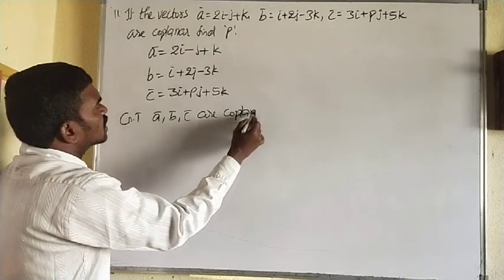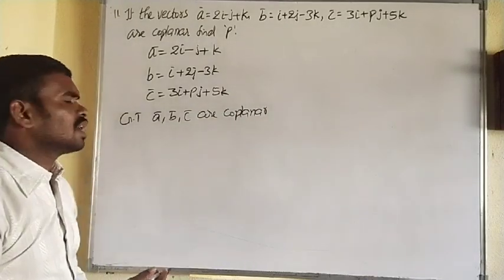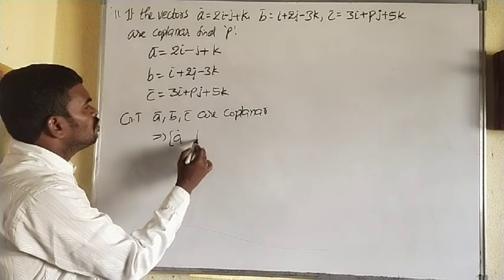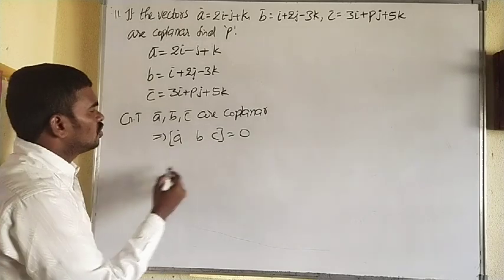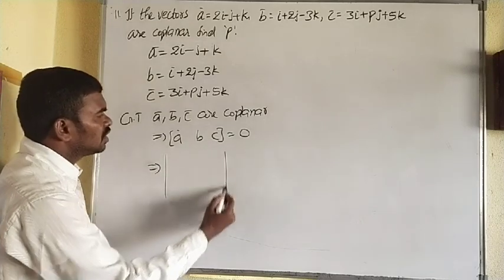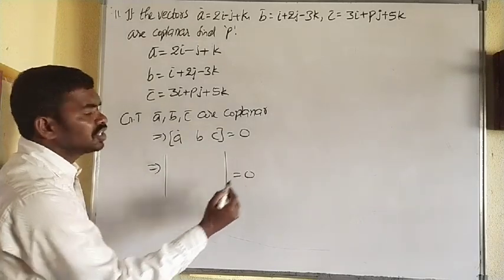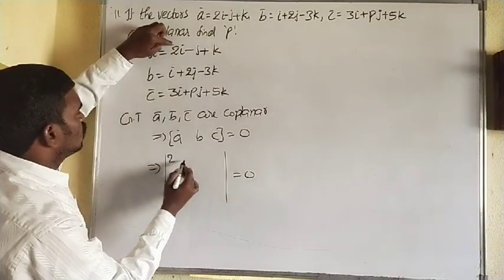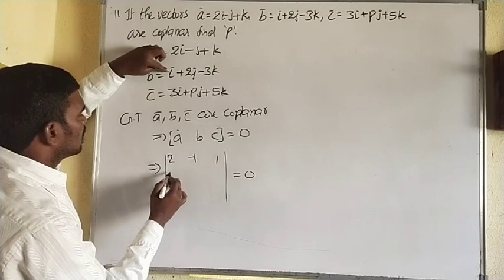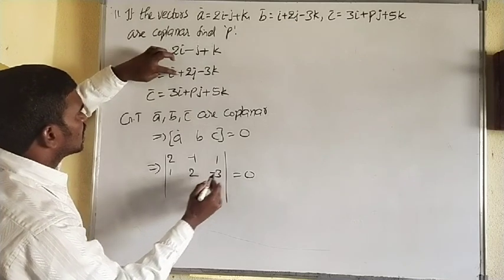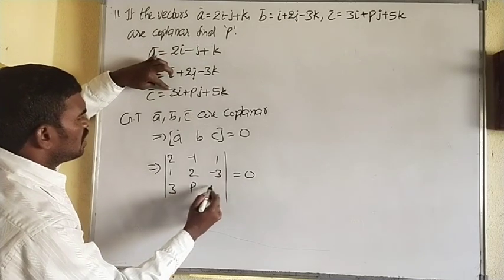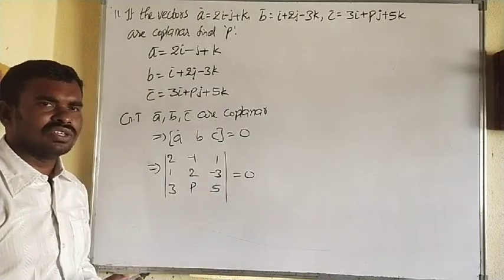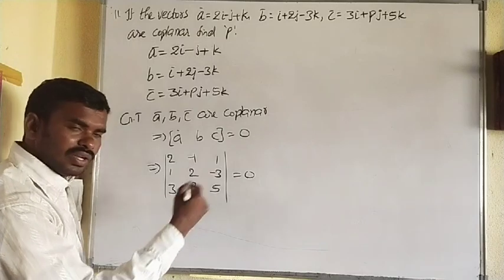Coplanar means they lie on the same plane. So which condition? That is box a, b, c is equal to 0. So box a, b, c means what? Determinant is equal to 0. So determinant of a, first a elements 2, minus 1, 1, b 1, 2, minus 3, and the c elements 3, p, 5. Simplifying this we can get the p value. Can you do it? Okay, so I am doing it directly, you try it.